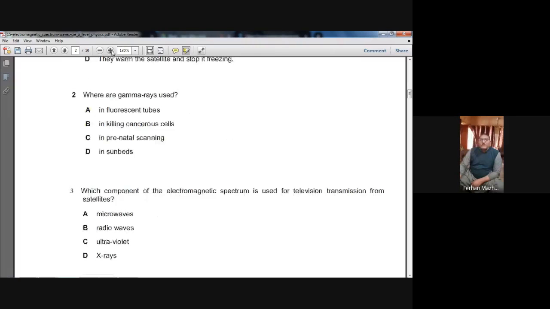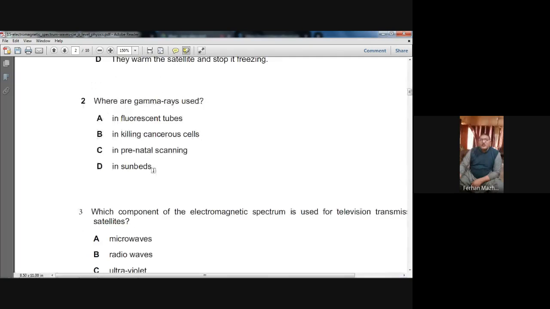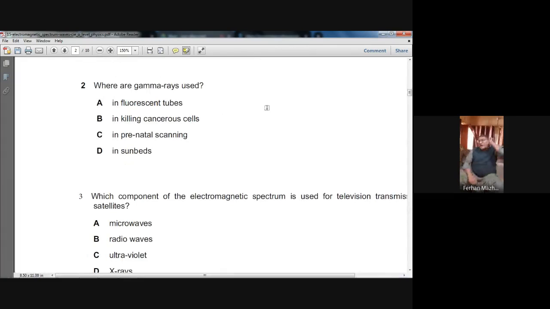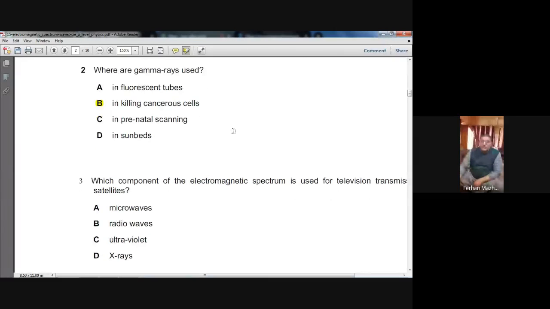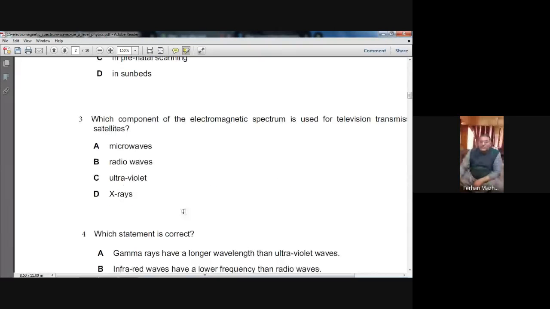On your screen, we have the next question. Where are gamma rays used? In fluorescent tubes? No. In killing cancerous cells? That is true. In prenatal scanning? No. In sunbeds? No. The gamma rays are used in killing the cancerous cells. So B is the choice. Understand?